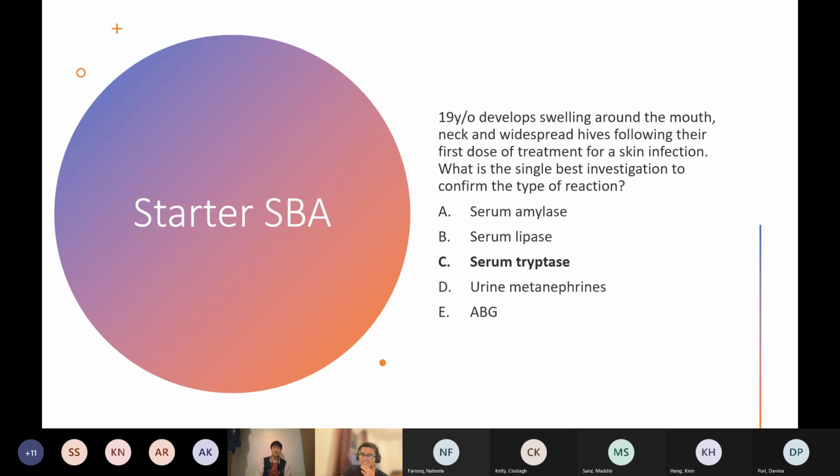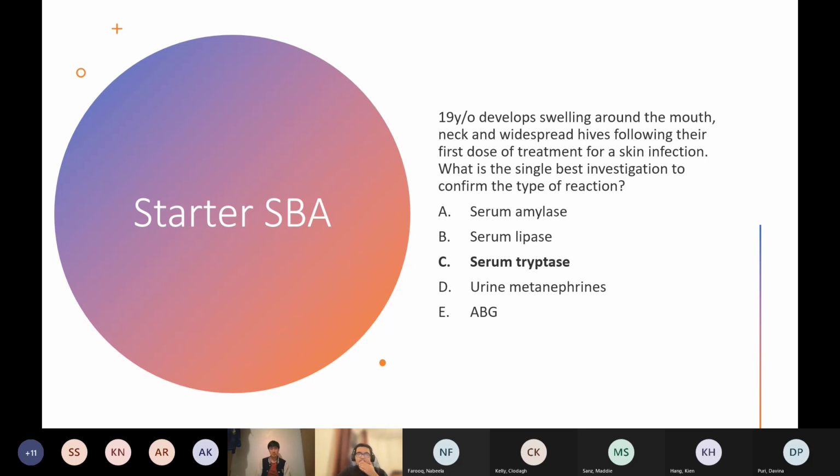Serum amylase will be raised in pancreatitis or in mumps. Serum lipase will be raised in pancreatitis. Urine metanephrines is the test for a phaeochromocytoma. And an ABG can be used for a multitude of things, but is generally used in acute shortness of breath as an acute investigation. Cool.